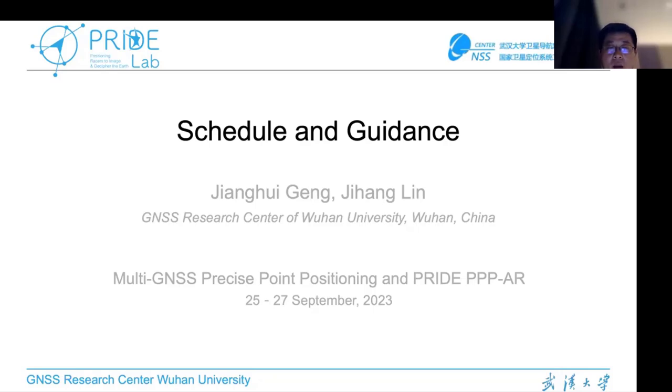So I'm a professor at Wuhan University studying GNSS geodesy. We develop some advanced high precision GNSS algorithm and software to do some geodetic work, like the maintenance of the reference frame, as well as some positioning and navigation applications, like the driverless vehicles. So this is the current task we are doing in Wuhan University.